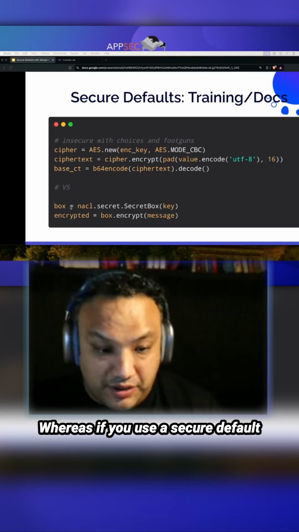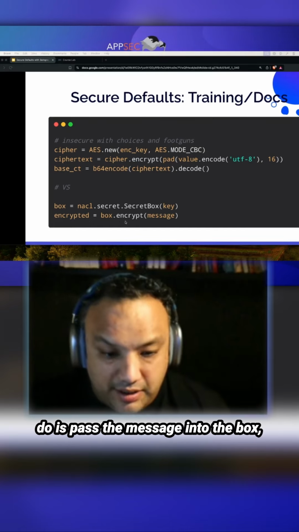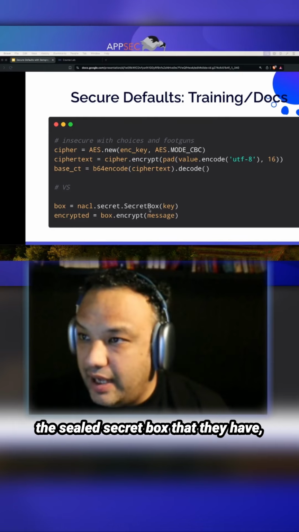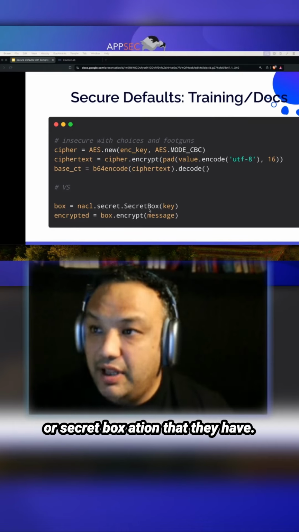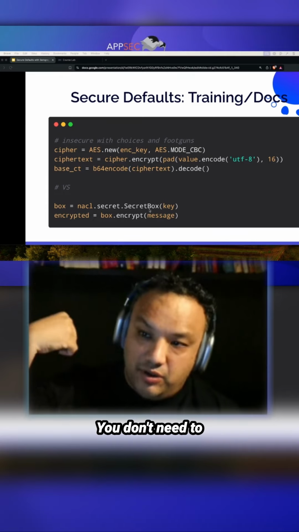Whereas if you use a secure default library like libsodium, all you have to do is pass the message into the box, the sealed secret box, or secret box implementation that they have. And you don't need to think about padding. You don't need to think about the mode of encryption. You don't need to think about anything.